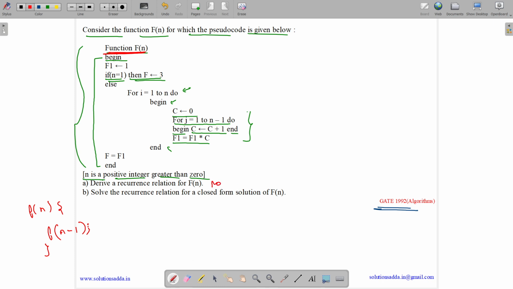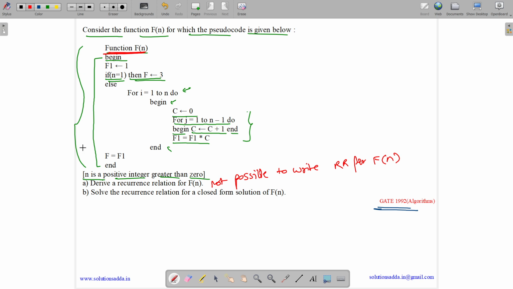So we can't write recurrence relation to it. So here it is not possible to write a recurrence relation for f of n. Okay, if it had been recursion, we can easily write the recurrence relation. Now let us see option B. Option B says solve the recurrence relation for the closed form solution of fn. So there is no recurrence relation, so we can't solve it. But we can get a closed form solution for fn. It is basically asking what this code is actually computing.